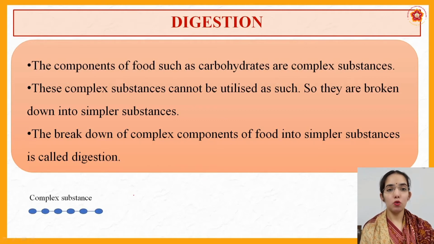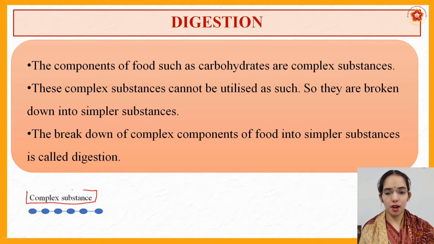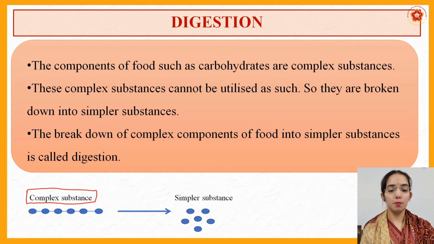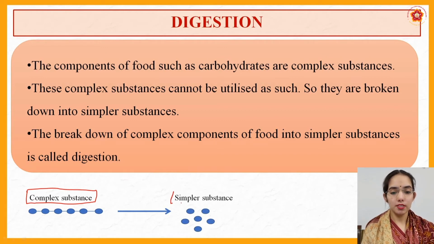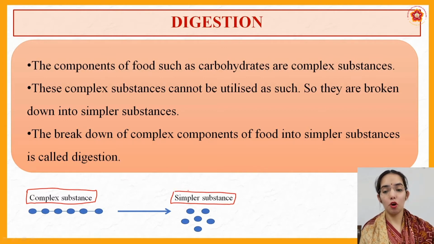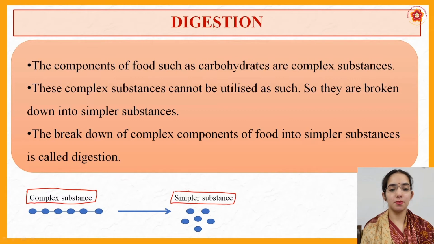For example, over here you can see a complex substance. If we say this is a complex substance, this complex substance cannot be utilized as such. So it will be broken down into simpler substances. And this process of breakdown of complex substance into a simpler substance is called digestion.